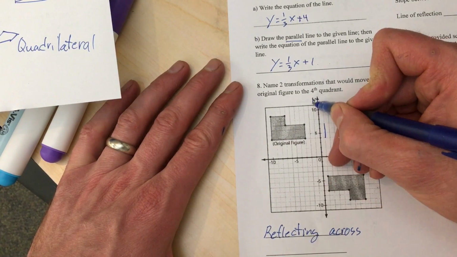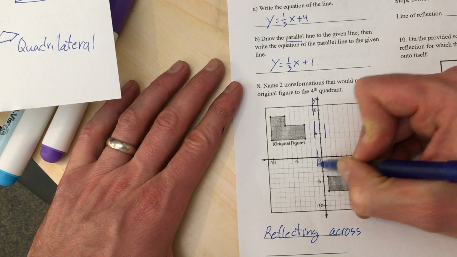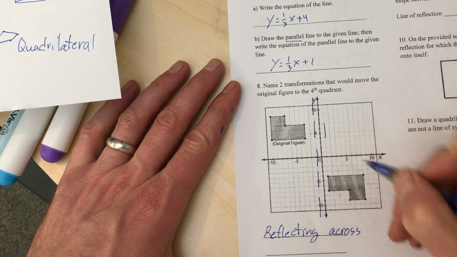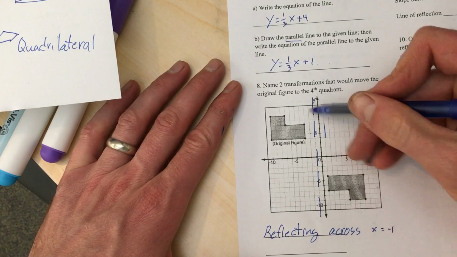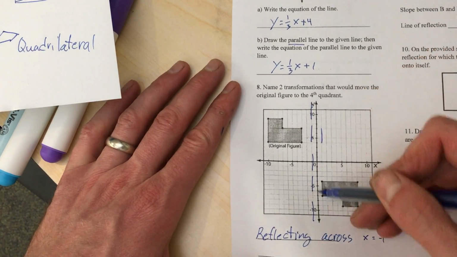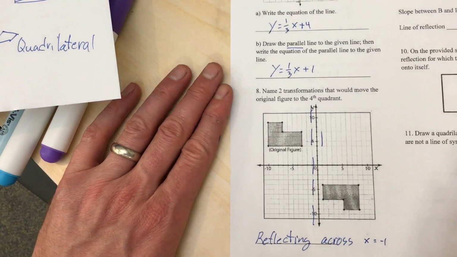So our reflection is right here. That's our first one. And so that is going to be x equals -1 because it's going through the x-axis at -1. So x equals -1.